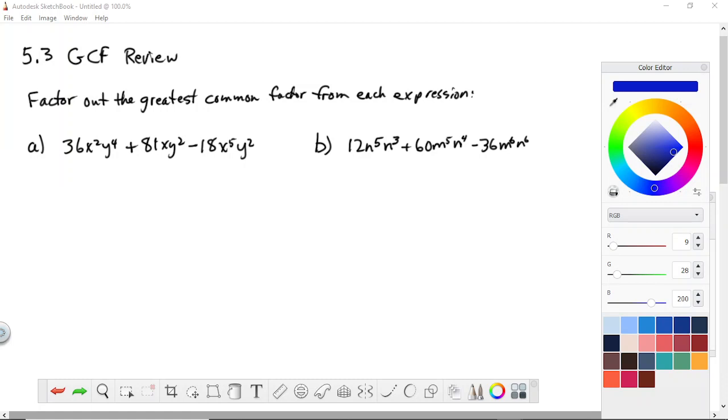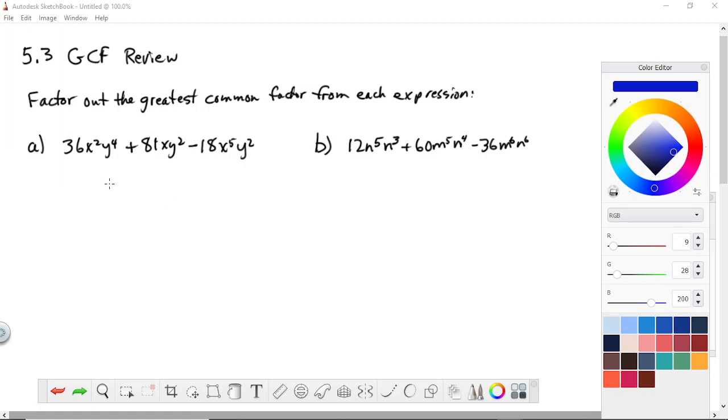So this is actually a review because we did this in chapter 4 already. But when dealing with polynomials, this is something that you have to be able to do. So we're just going to take a look at it again and do a little bit of practice. So the problems we look at are here. It says factor out the greatest common factor from each expression. So let's look at the first one.